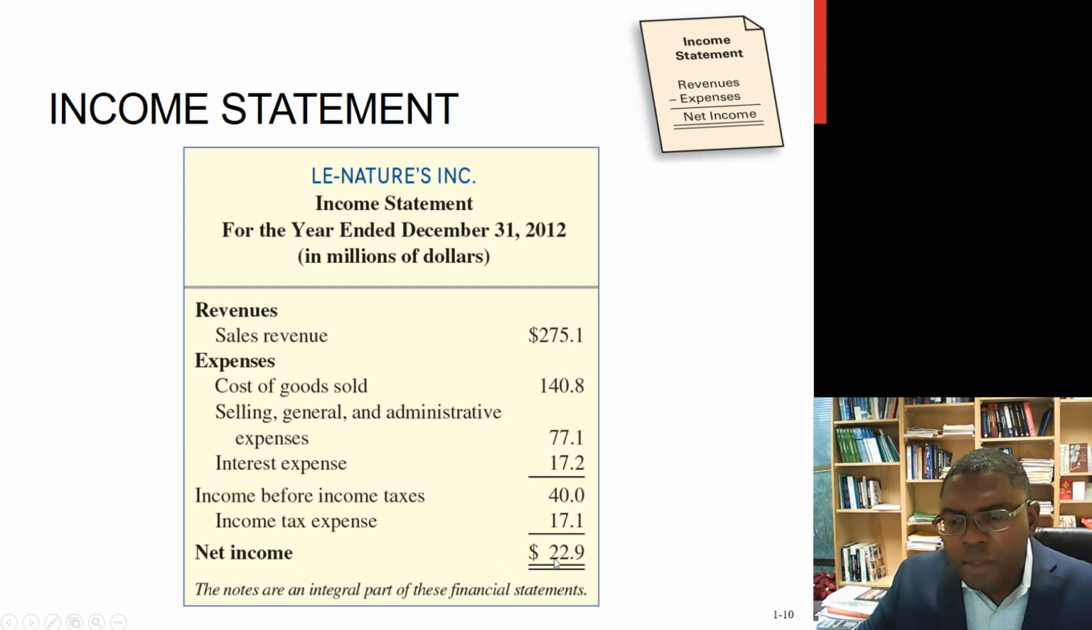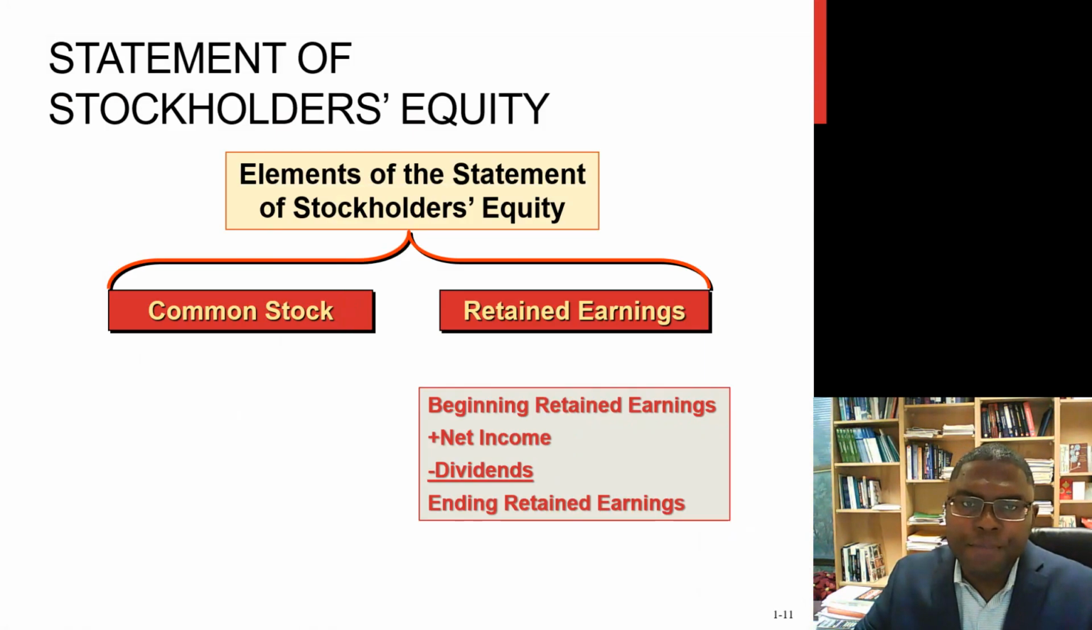So for the year 2012, the company makes a profit. This is net income. It is positive. It is not a net loss. If this was negative, then we'd call it a net loss, and that would suggest that the company made a loss for the year 2012.